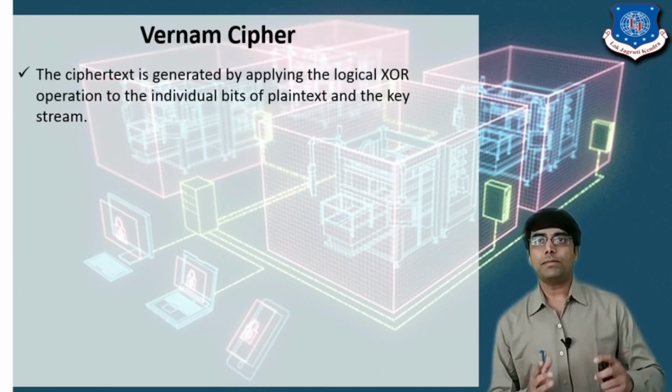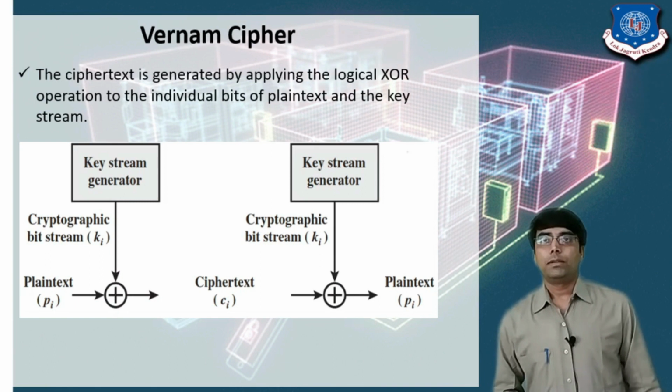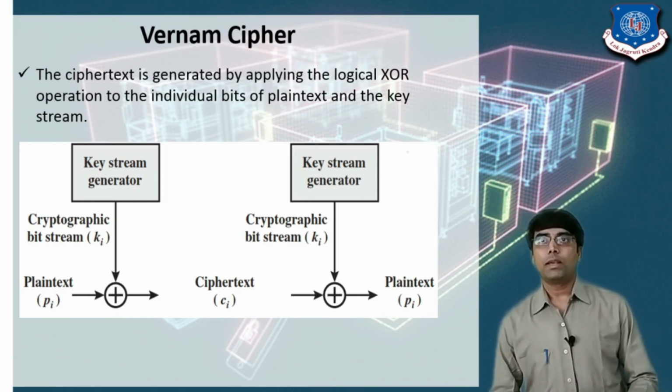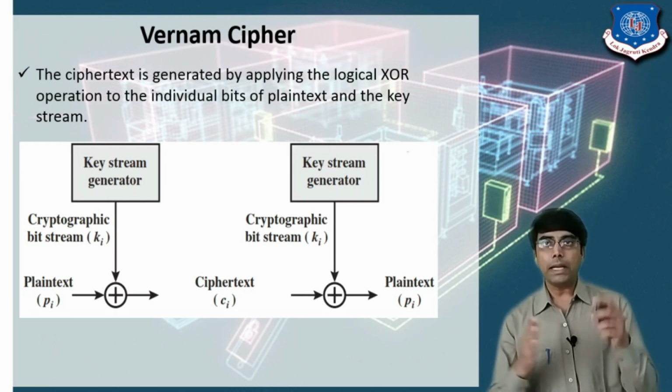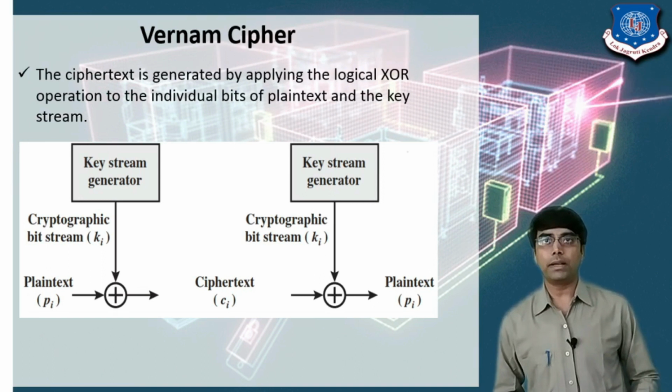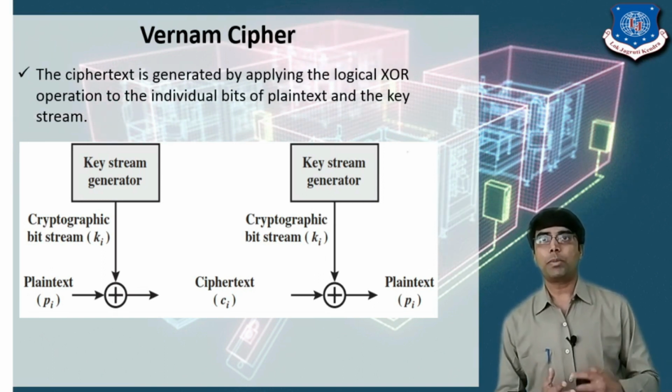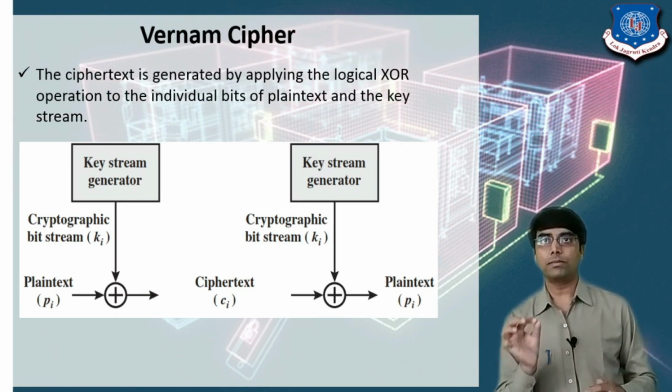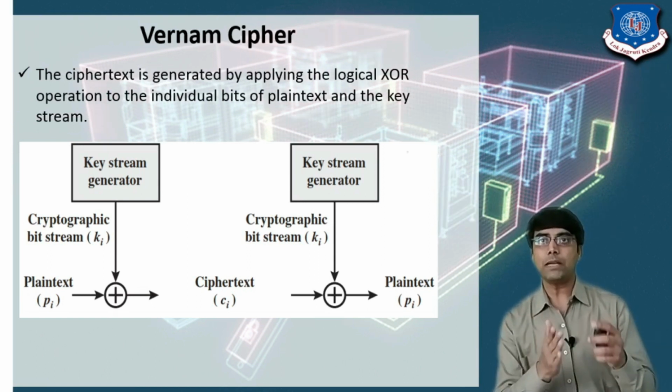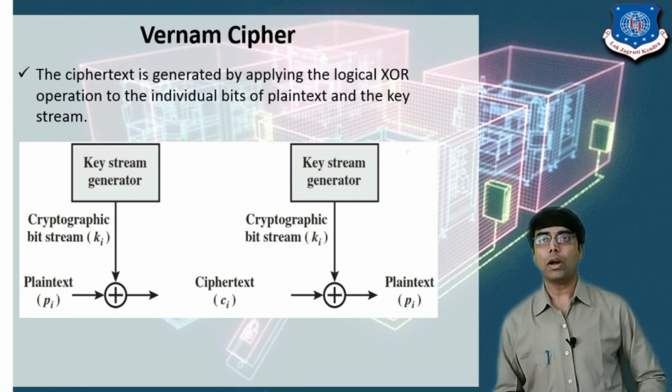Now the Vernam cipher operates on a bit by bit basis. It means that the operation is applied to the individual bits of the plain text and the key string. This cipher works on a bit by bit operation, so we can say it is called a stream cipher.